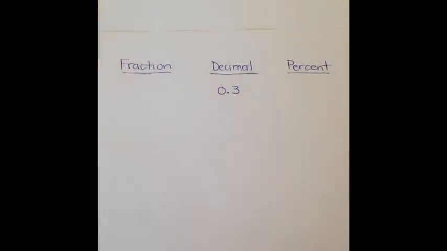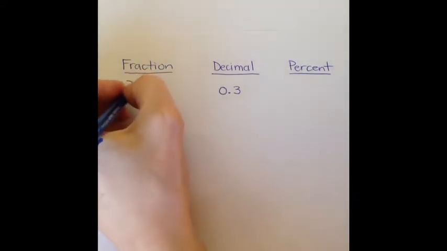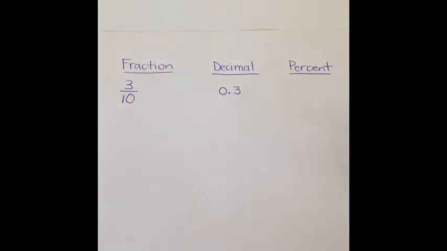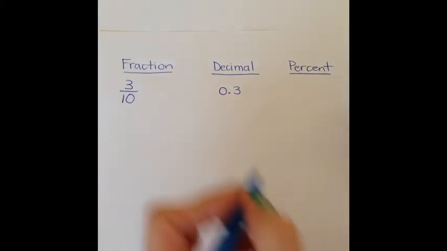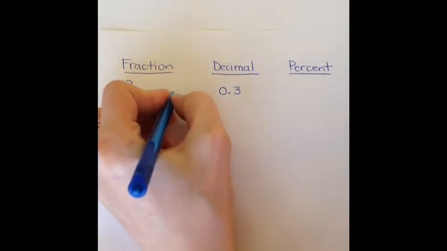I want to convert the decimal 0.3 to a fraction and to a percent. First of all, if I say the decimal properly, 3 tenths, I can write the equivalent fraction 3/10. Now to convert that to a percent, I need to have a fraction that's out of 100 because percent is always out of 100. So I'll make an equivalent fraction out of 100 first.